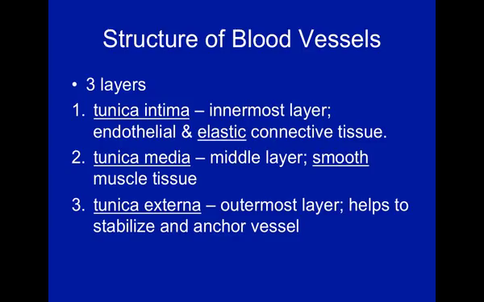Okay, so taking a look at the blood vessels themselves, each blood vessel has three layers. The innermost layer is called the tunica intima, and it's made up of both an endothelial tissue layer as well as elastic connective tissue. The way that I remember this is that the intima layer is on the inside. The tunica media, anytime you see media, you almost think of the word medium, and that is the middle layer. It is predominated by a very thick layer of smooth muscle.